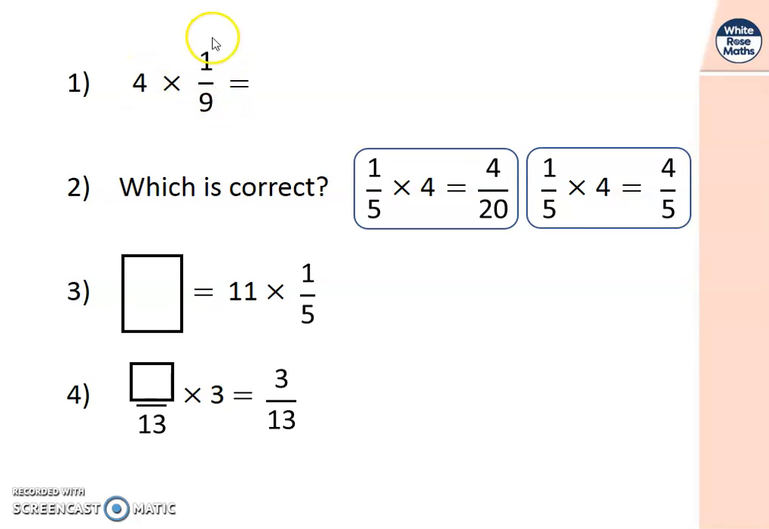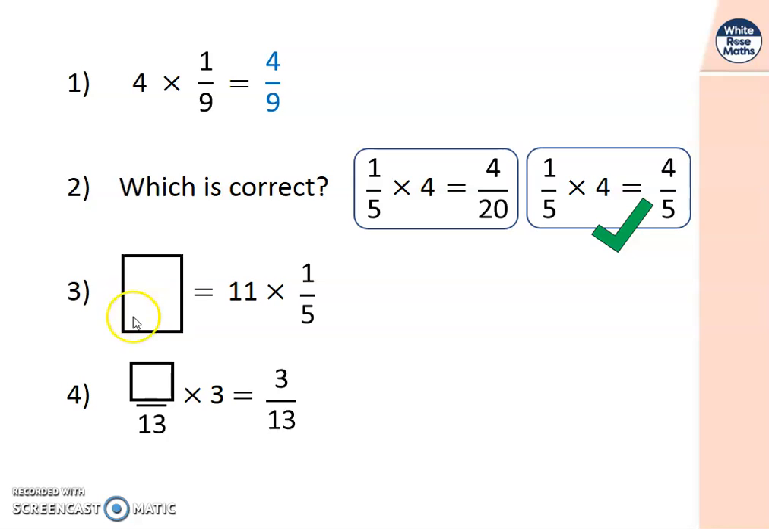So 4 times 1/9, that means 1/9 added 4 times. So 4 times 1 is 4/9. Well done. Number 2, which is correct? This one or this one? It's this one, because the mistake on this one is they've multiplied both parts by the 4. So actually 4/20ths is an equivalent fraction to 1/5. We haven't done 4 lots of 1/5. So it would be multiplying the numerator, 4/5.